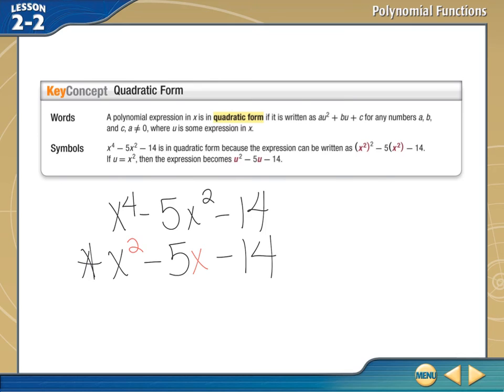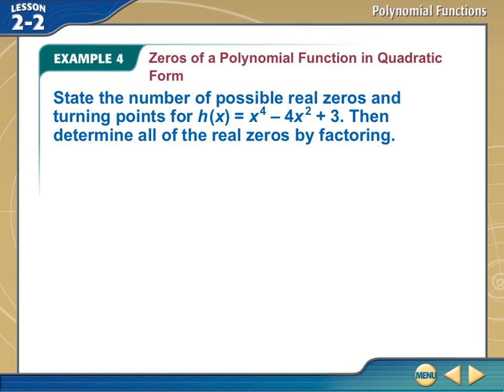So let's get started. Keep in mind, we still have to follow the directions, and it does say state the number of possible real zeros and the turning points. So let's go ahead and do that first. The number of possible real zeros is going to be 4 because our degree is 4, and the turning points are going to be 3. So I'm going to put that right there. We're going to determine all the real zeros by factoring.